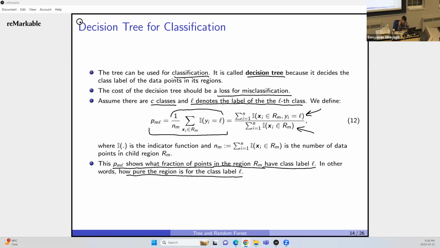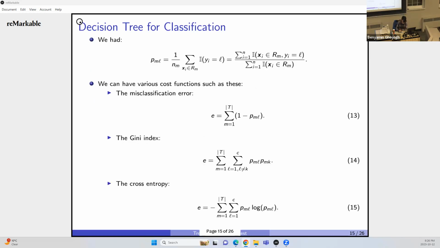If PML is close to 1, what does it mean? Most of the points in this region M have class label L, right? If it is close to 0, it means that I have too few points of class L in this region, right? So this is what we had.